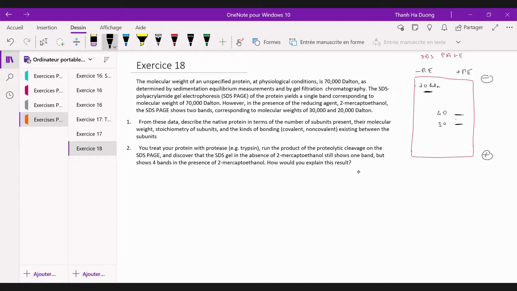In the text you said two bands of 30,000 Dalton and 20. Sorry, you're right. I don't know. 13 and 20. Sorry. You are correct.